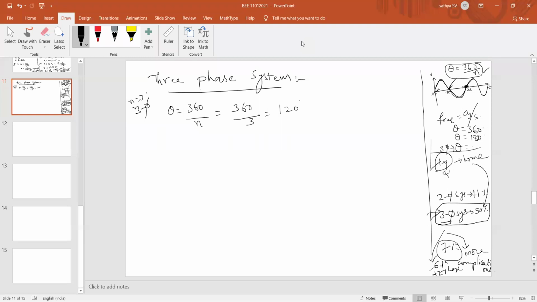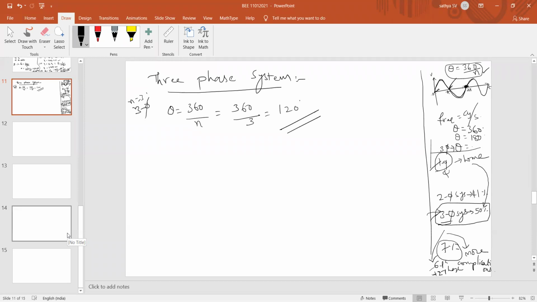So always remember, a three phase electrical system is what we consider as three separate single phase systems, and each phase should be displaced from each other by how many degrees? 120 degrees. Simple. A three phase system is nothing but three separate single phase systems where each phase is displaced from each other by 120 degrees. That is simply your three phase electrical system.